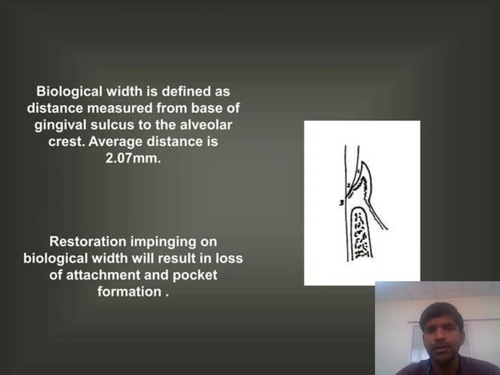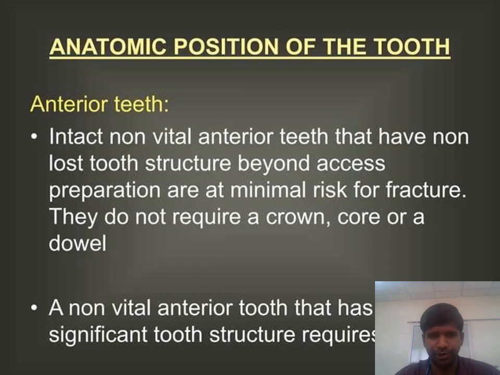Biological width is defined as the distance measured from the base of the gingival sulcus to the alveolar crest. So the average biological width is 2.07 millimeter. So the restoration impinging on the biological width will result in loss of the attachment and pocket formation.